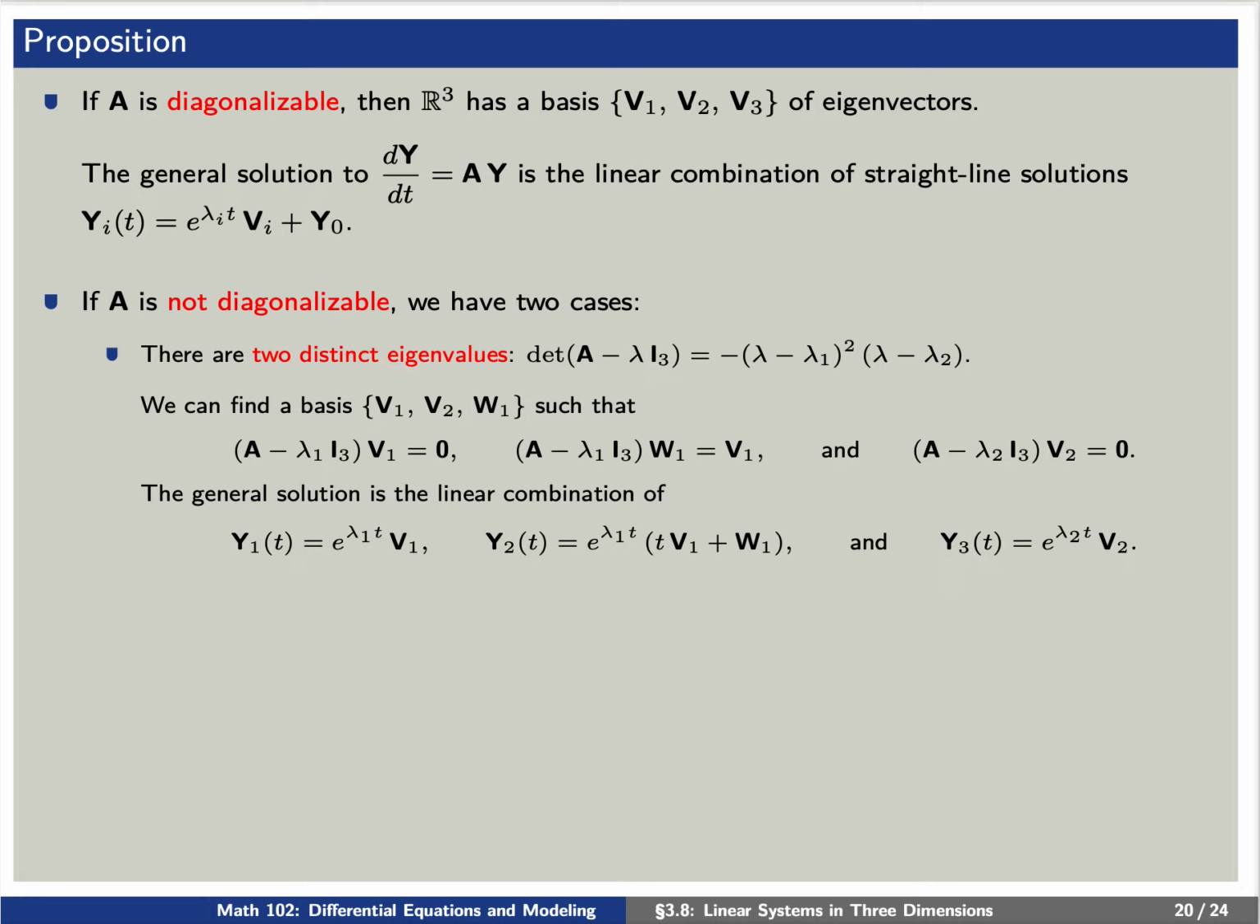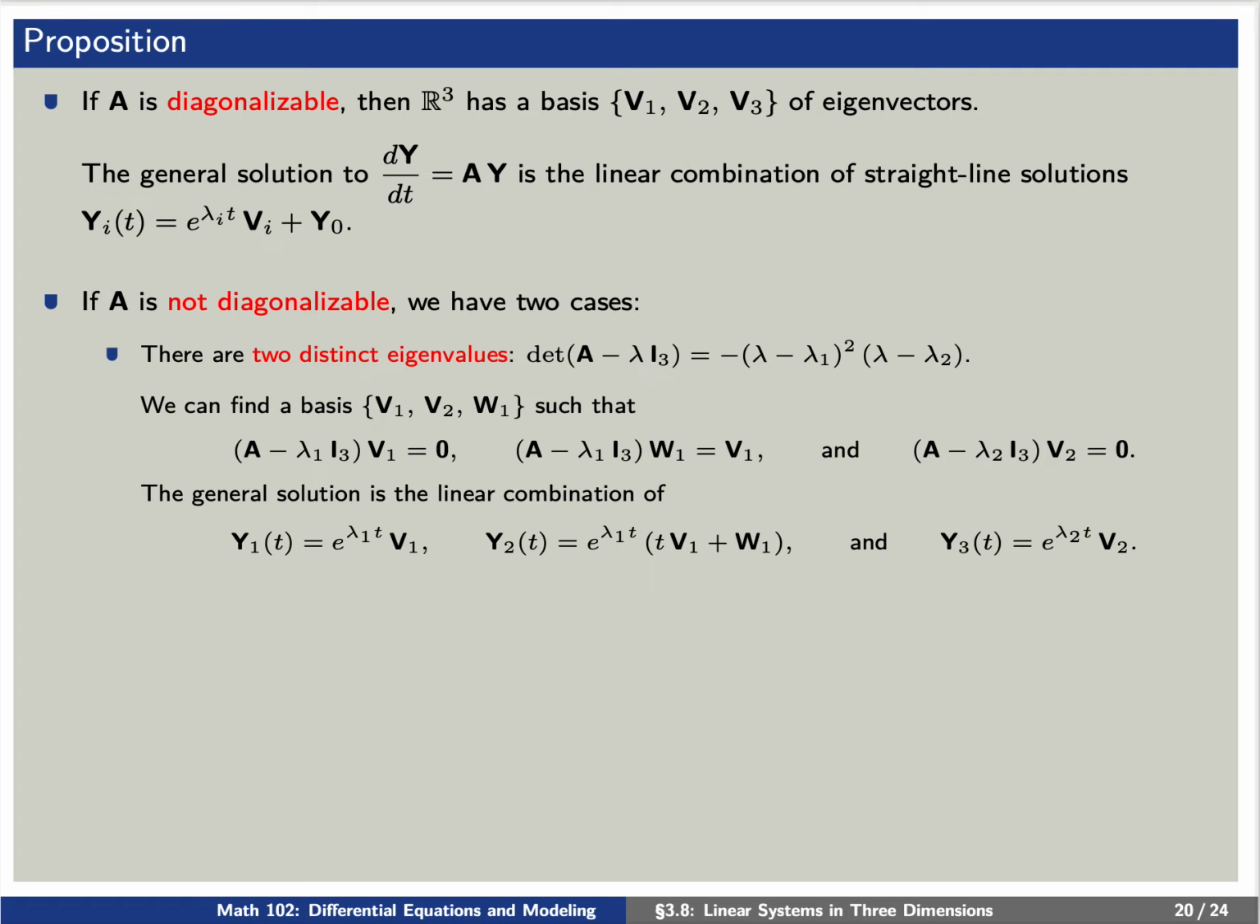First, let's say that we have two distinct eigenvalues, lambda 1 and lambda 2. We'll be a little bit more precise here. We'd like to factor the characteristic polynomial as (lambda minus lambda 1) squared times (lambda minus lambda 2). In this case, we can find a basis consisting of v1, v2, and w1, where v1 is an eigenvector corresponding to the eigenvalue lambda 1, w sub 1 is a generalized eigenvector corresponding to the eigenvector v sub 1, and v sub 2 is an eigenvector corresponding to the other eigenvalue lambda sub 2.